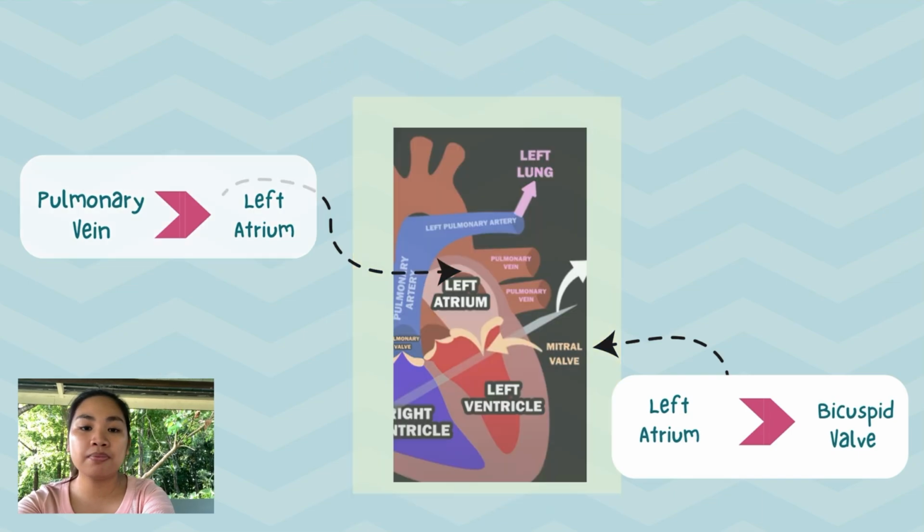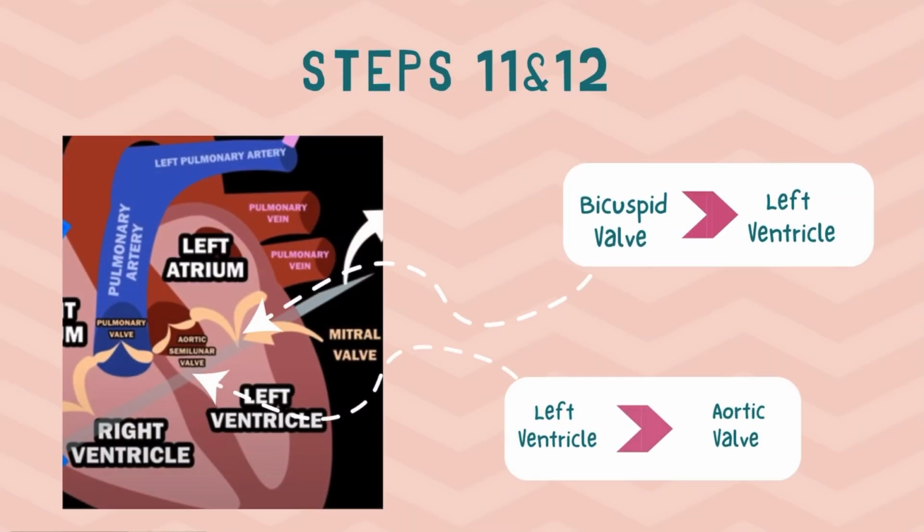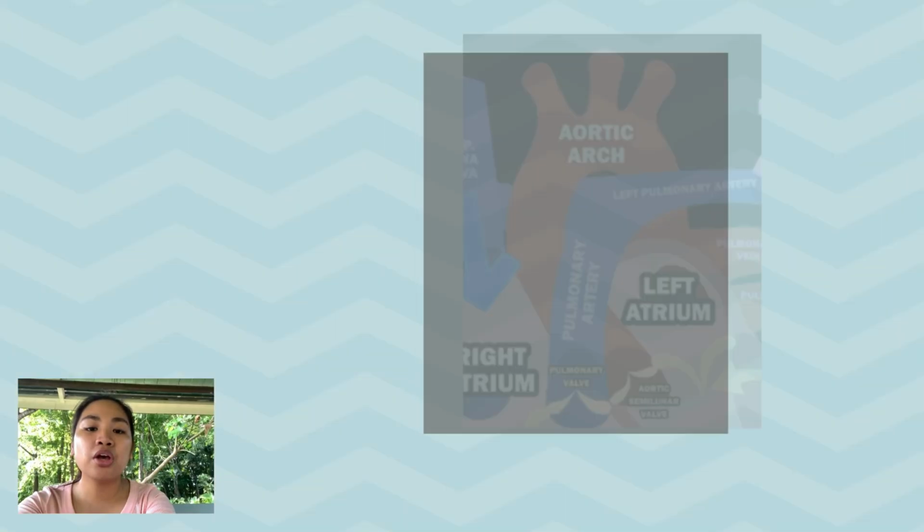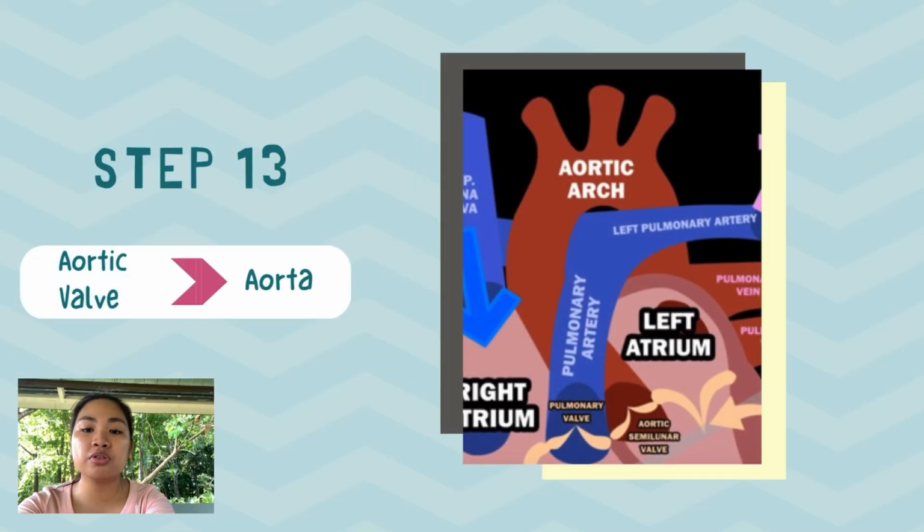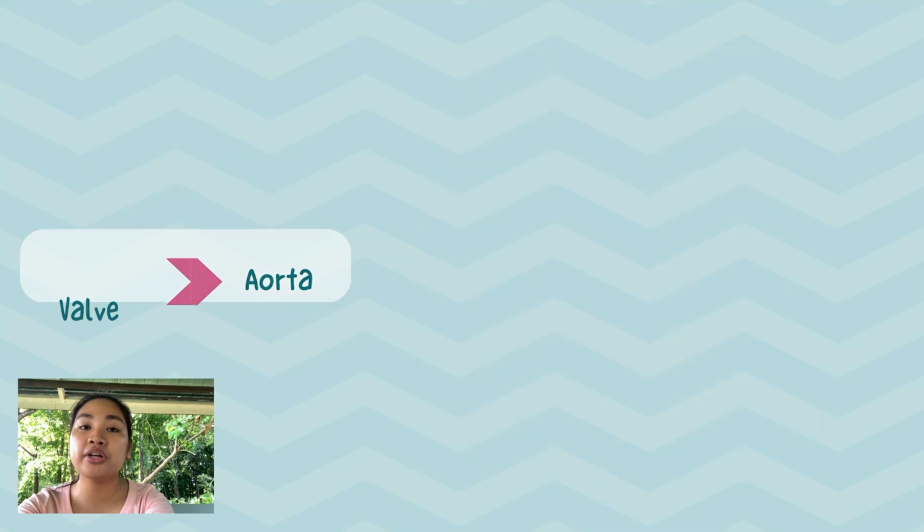So your oxygen-rich blood will travel from your lungs to your left atrium through the large veins called your pulmonary veins. Your mitral valve then opens to send blood from your left atrium to your left ventricle. When your left ventricle is full, it squeezes, which closes your mitral valve, and it opens the aortic valve. Your heart sends blood through your aortic valve to your aorta, where it flows to the rest of the body.